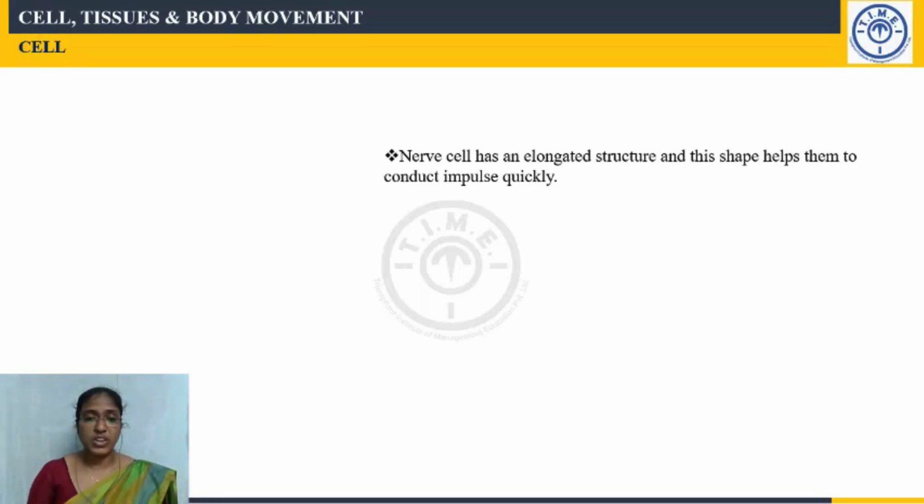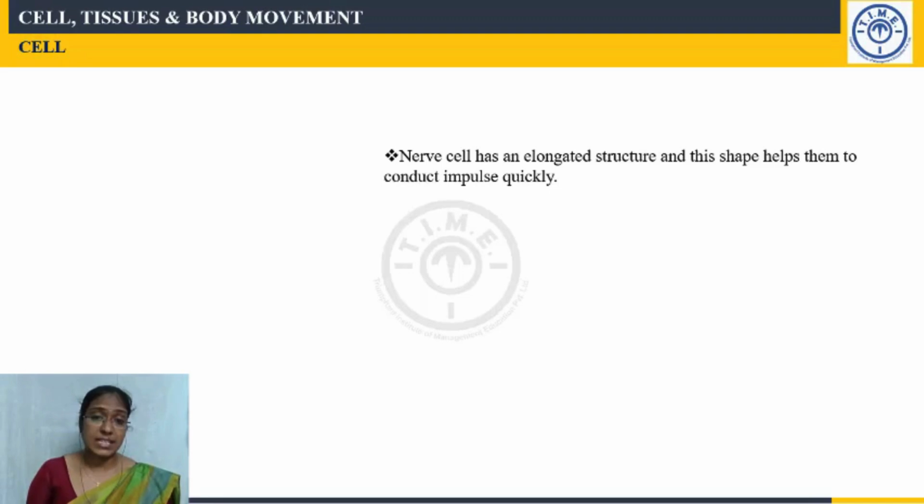Then the nerve cell has an elongated structure. Nerve cell is the longest cell, isn't it? It is lengthy, and this shape helps them to conduct the impulse quickly. Since the nerve cell is elongated in structure, this structure helps them to perform their function. What is the function? It helps them to conduct or transmit impulses quickly.